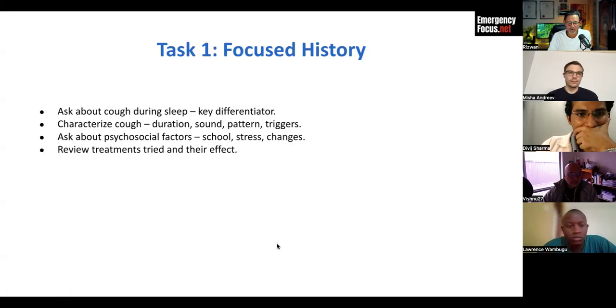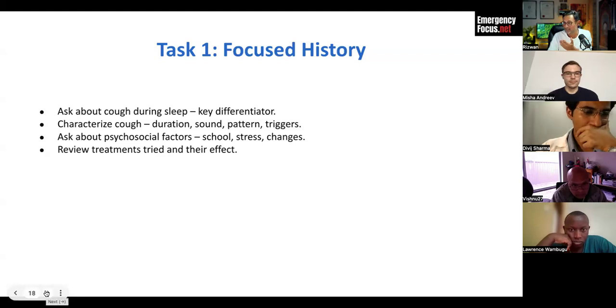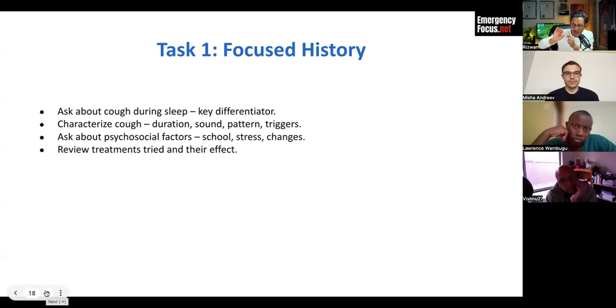Now, what would be the other aspect of the history? We've talked about the night cough. We've talked about the characterization of the cough, which Dr. Mishra was sharing: duration, sound pattern, triggers, whether it's got a wheeze, whether it's got crackles, whether it's productive, whether it's associated with fevers. And then again, we've talked about the psychosocial factors, and obviously the failed treatments are very important, because every time you mention a failed treatment, the examiner is ticking off a box that you've touched base on that crucial aspect of asthma exclusion, antibiotic-related pneumonia exclusion, and antihistamine-related allergy exclusion.